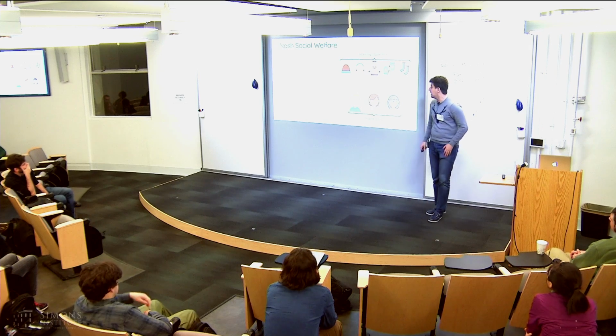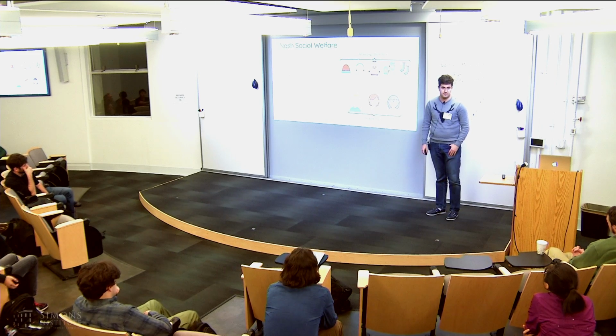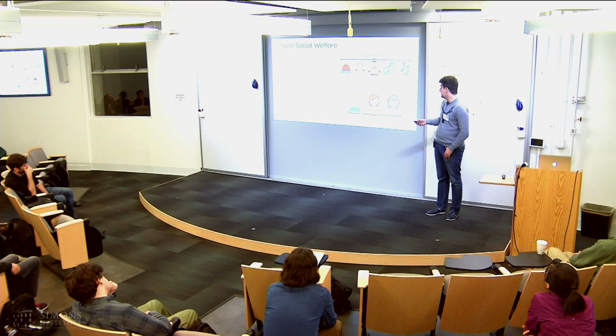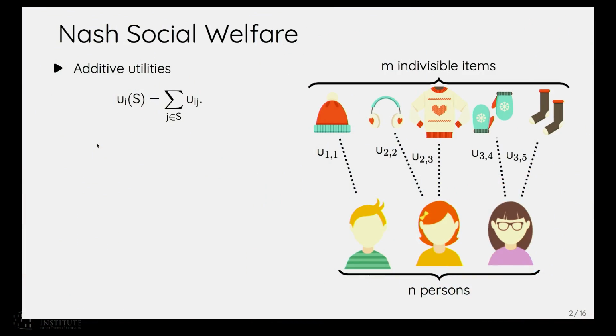Imagine that we have m indivisible items and we want to distribute them to a set of n people. These people have utilities for these items and we're assuming that the utilities are additive. So u_ij is the utility of person i for item j, and the utility a person receives for a collection of items is just the sum of the u_ij's in that collection.